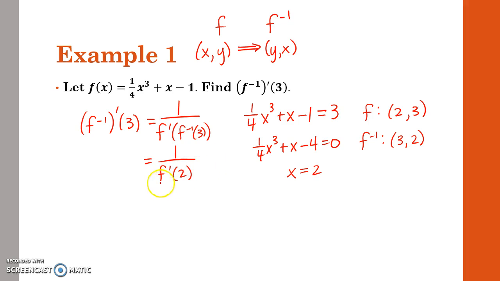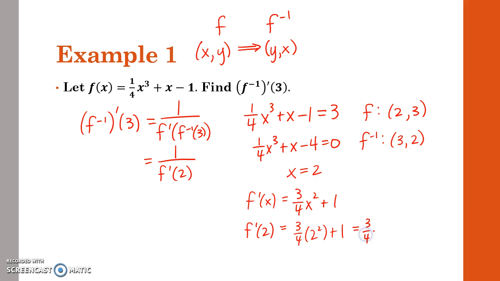Now we need to know what f prime is. We can figure that out because we have f. f of x we're given, so f prime of x equals 3/4 x squared plus 1. We want f prime of 2. That's 3/4 times 2 squared plus 1, which is 3/4 times 4 plus 1. 3/4 of 4 is 3, plus 1 is 4. Plugging that back over here, we have 1/4 as our final answer.